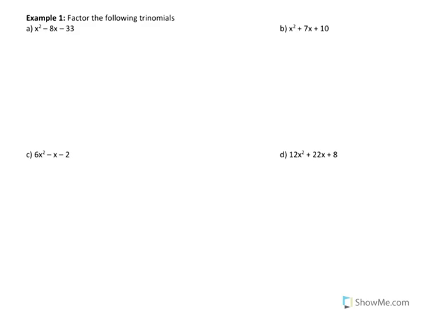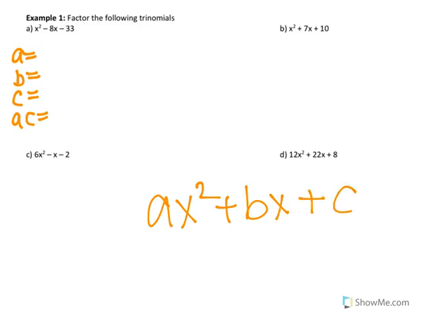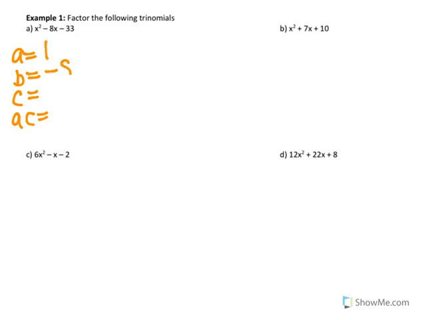So our first one, I'm going to show all of the steps on how to do this. You do not ever have to show the steps for this. You can just go right into factored form, and that is totally fine. But I'm going to show the steps so that you at least know what we're doing. So first we're going to go through and we're just going to decide what A, B, C, and AC are. So in this one, our A value is, remember that our A value goes in front of your squared term. Your B value goes in front of your not squared term, and your C value is your constant at the end.